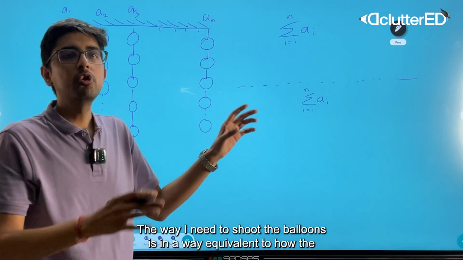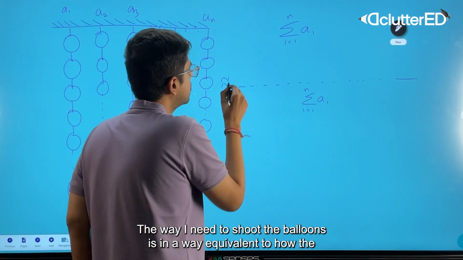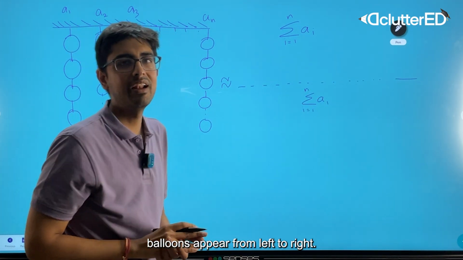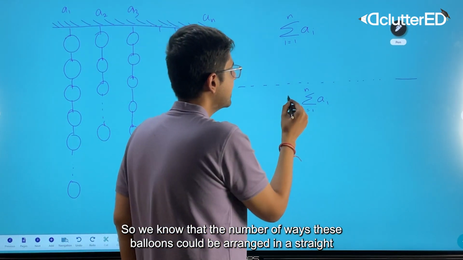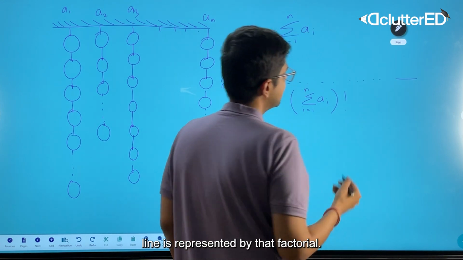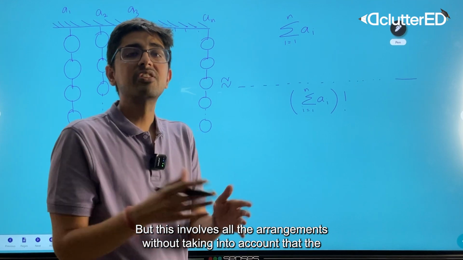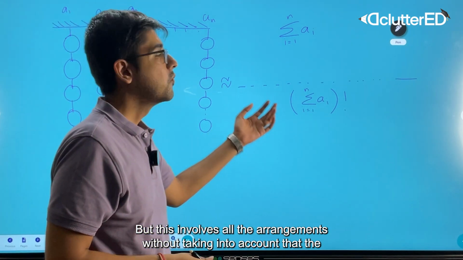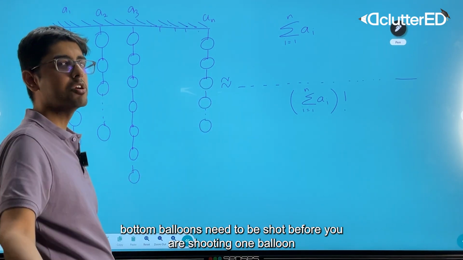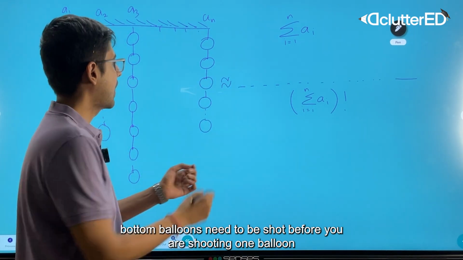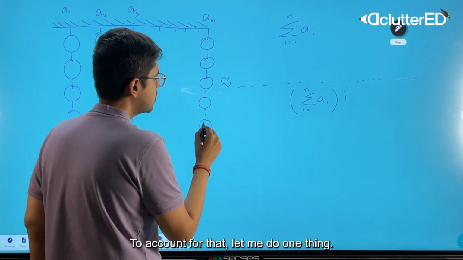And the way I need to shoot the balloons is in a way equivalent to how the balloons appear from left to right. So we know that the number of ways these balloons could be arranged in a straight line is represented by that factorial. But this involves all the arrangements without taking into account that the bottom balloons need to be shot before you are shooting one balloon at a certain level. To account for that, let me do one thing.